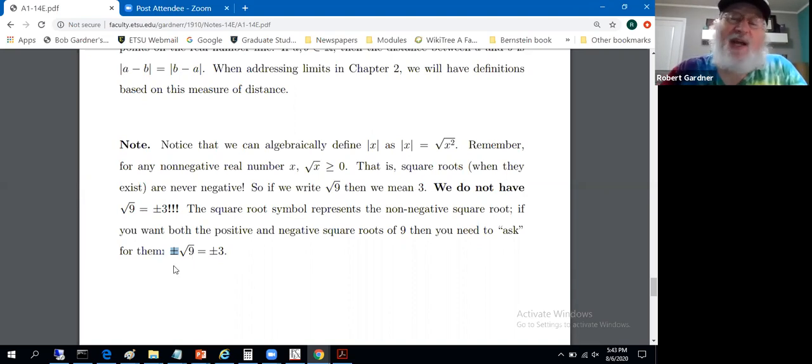You want the negative one, you have to ask for it. So you have to put the plus or minus in front of the square root if you want both the positive square root and the negative square root. That's why the quadratic equation reads negative b plus or minus the square root of some stuff divided by 2a. The plus or minus has to be in the quadratic equation because you're looking for 2 things.